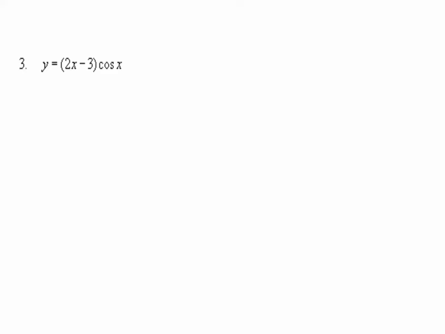Number 3. This is a product. I have something with x in it times something else with x in it. How about you pause the video, try the product rule, come back and check your work. So let's see how you did.